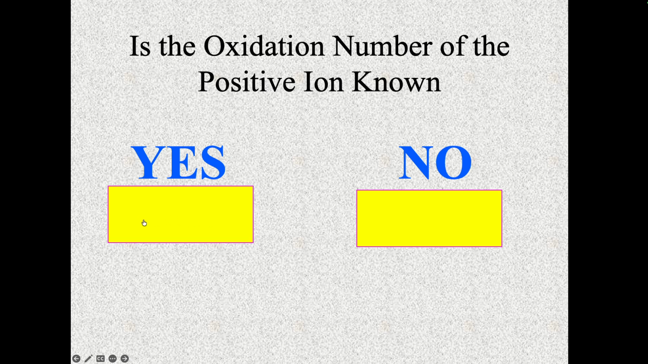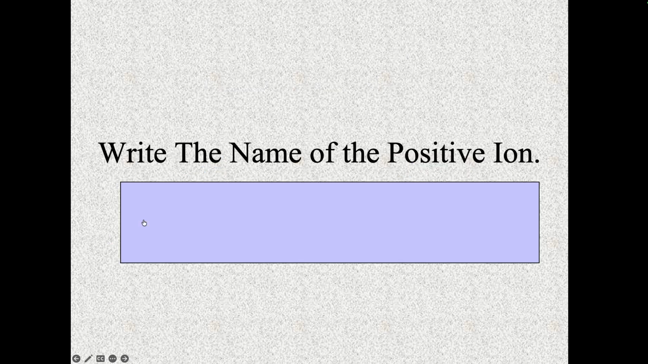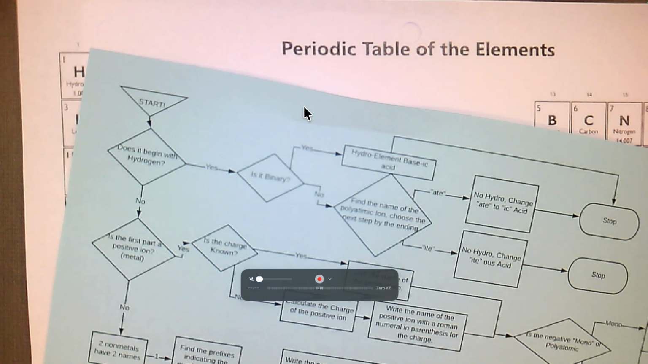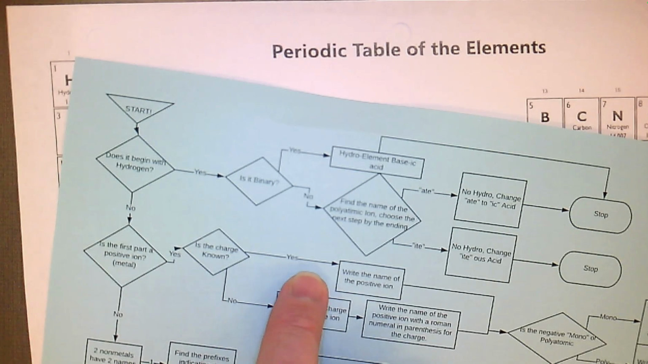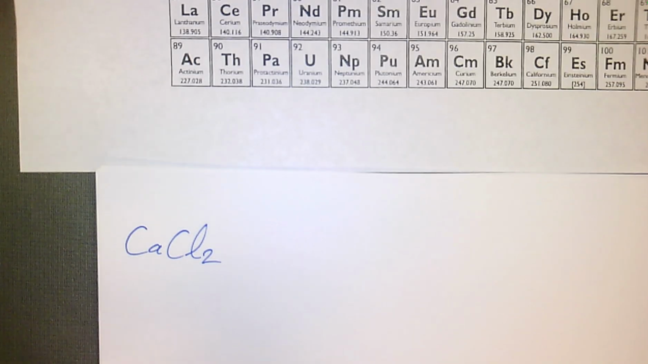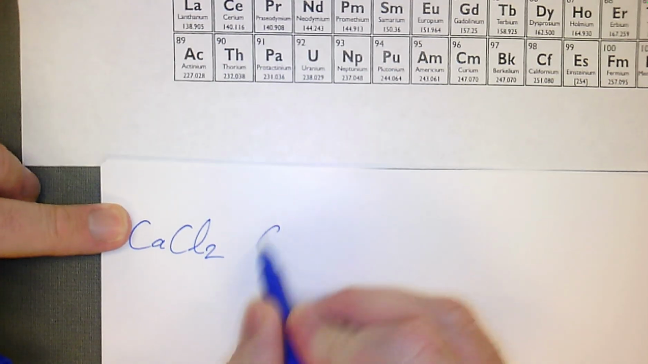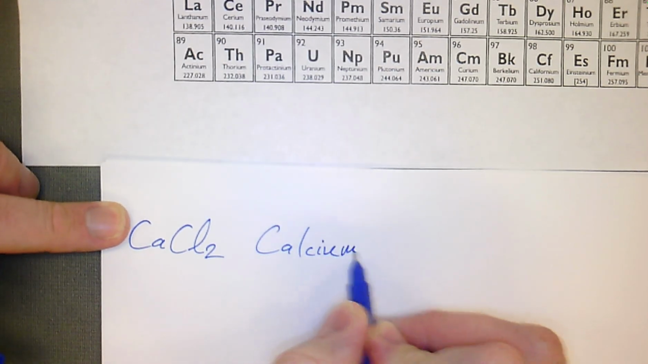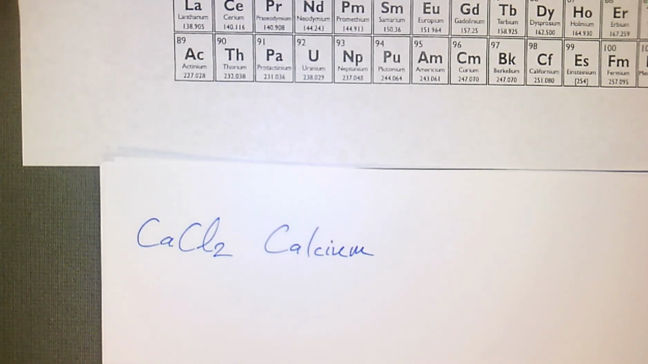We click on that, and all it tells me to do is write the name of the positive charge. Just like it says here, if the charge is known, we answer it with yes, and we write the name of the positive ion. So the positive ion, what is the name of Ca? Calcium. So we just write calcium. Okay? Are you with me? That's the first part.